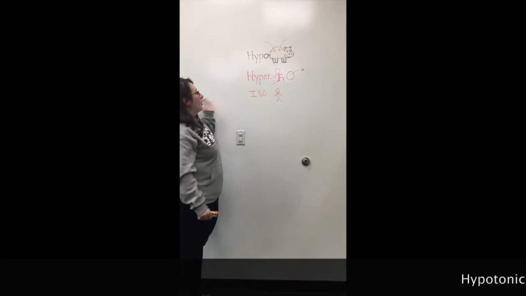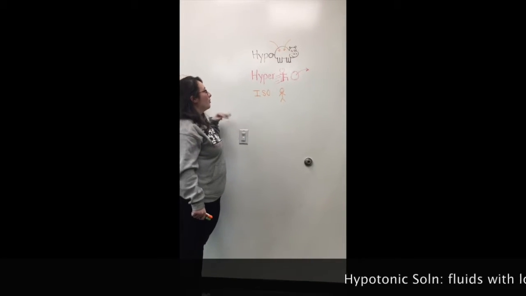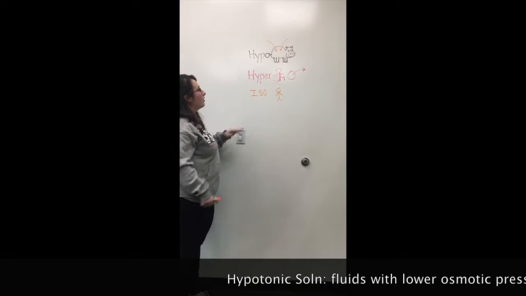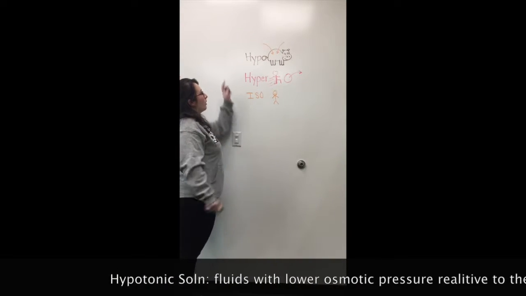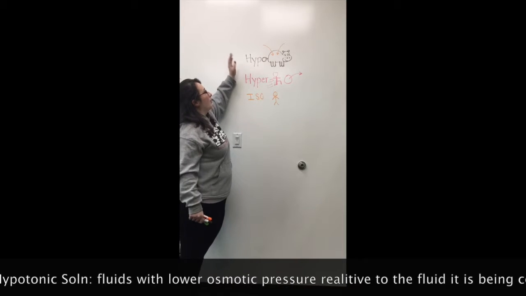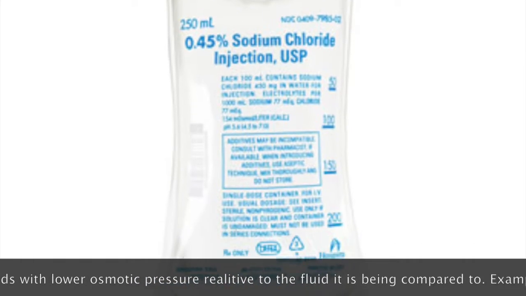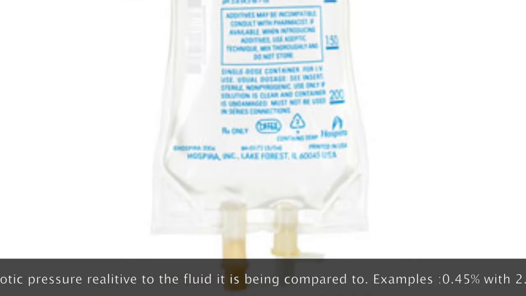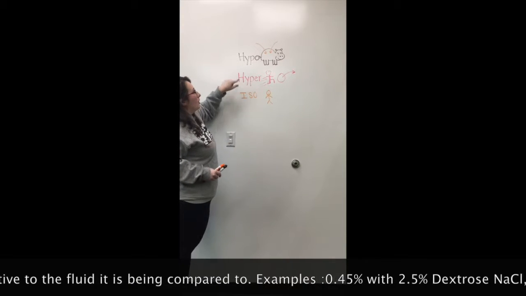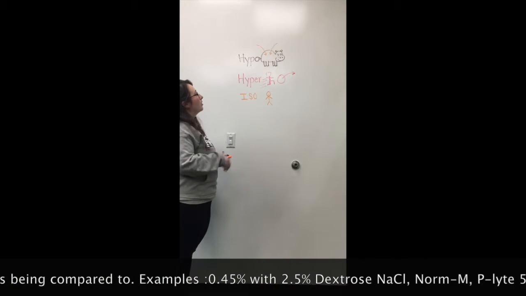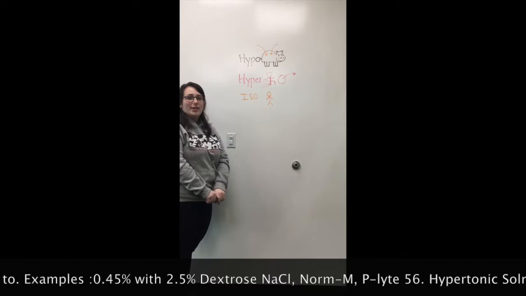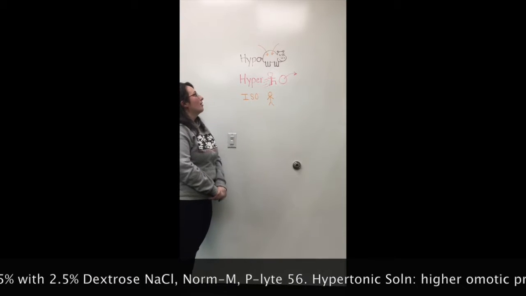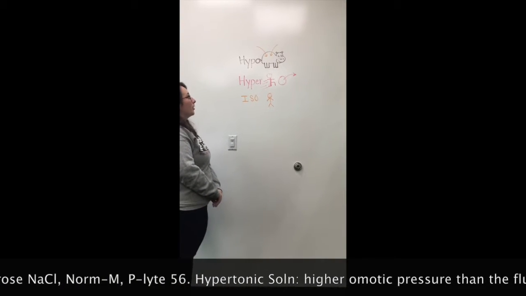Okay, so ways to remember the differences between hypotonic, hypertonic, and isotonic solutions are, with hypotonic, you think of the water going into the cell, making it larger like a hippo, and you would use hypotonic solutions with patients that have congestive heart failure because they're more predisposed to retaining sodium.